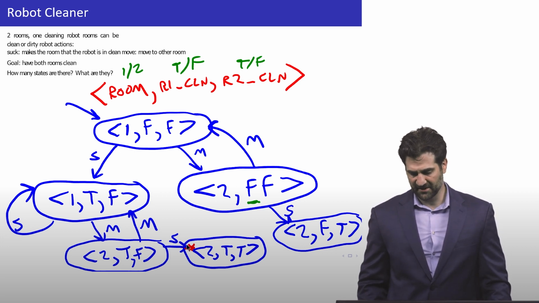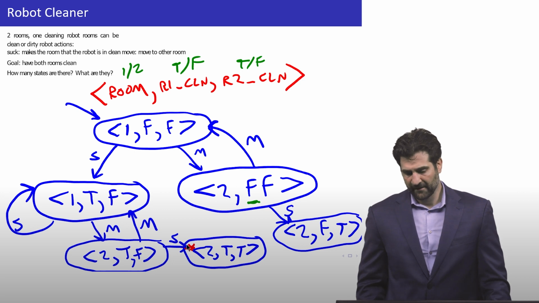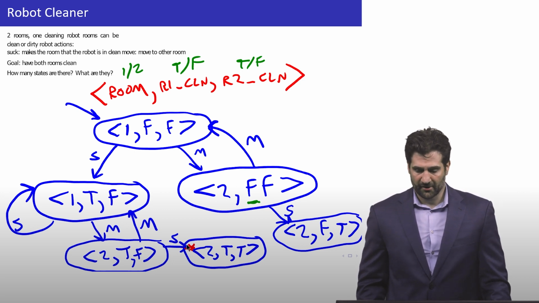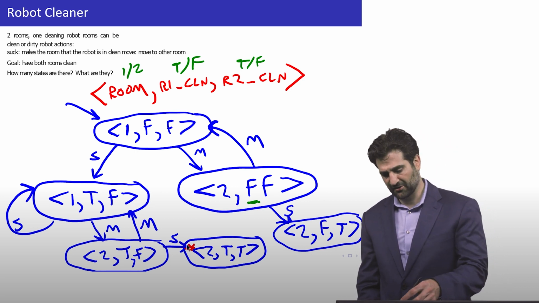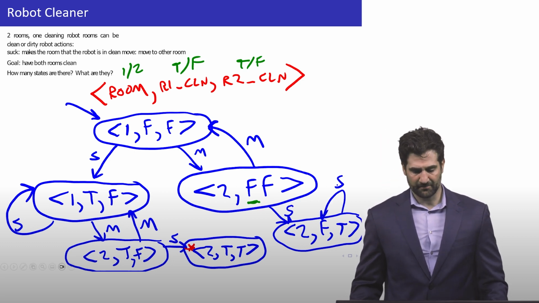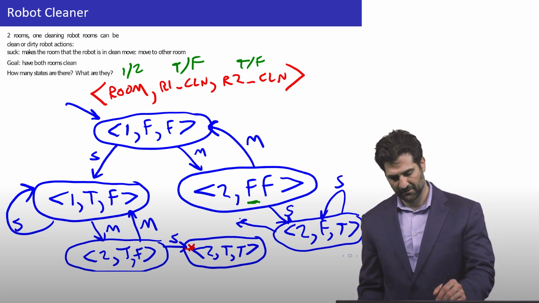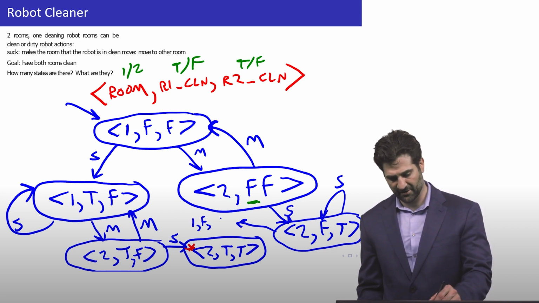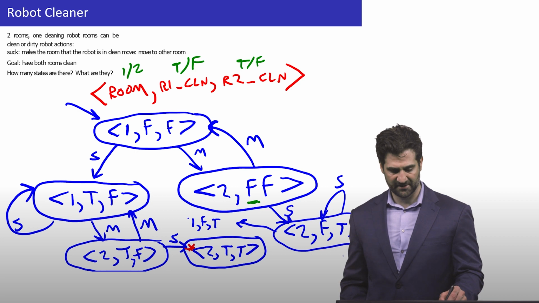If the robot is in room 2 and room 2 is clean, it can either move or it can clean. So if it's in room 2 and room 2 is clean and it cleans again, that's the same thing. It's going to do an S. Now if it moves, it's going to be in a state where it's now in, running out of space here, room 1, with room 1 being dirty and room 2 being clean. This is one of 2 states that is missing.